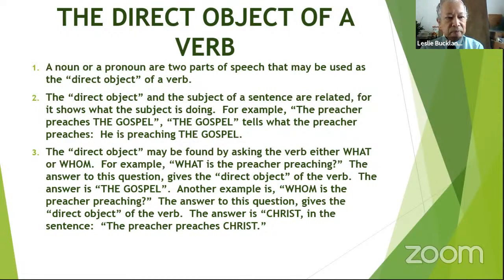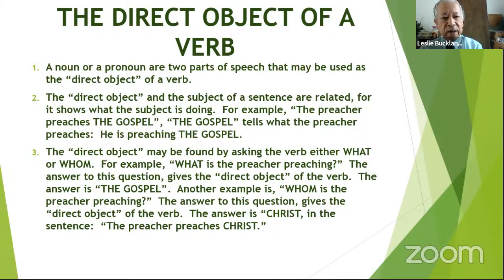verb. Number 2, the direct object and the subject of a sentence are related, for it shows what the subject is doing. For example, the preacher preaches the gospel. The gospel tells what the preacher preaches. He is preaching the gospel.